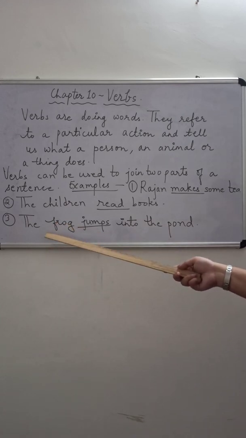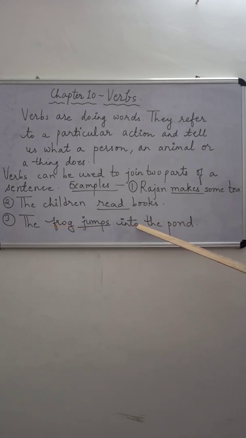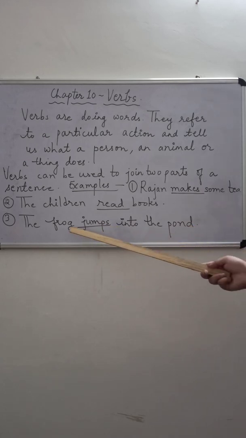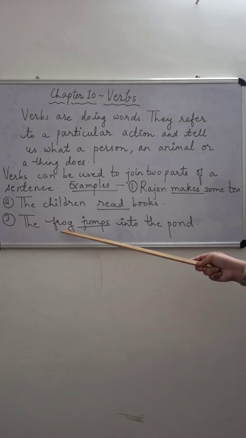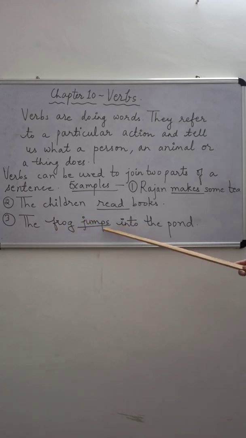Third sentence, the frog jumps into the pond. Now in this sentence you can see that the frog is doing an action. What action is the frog doing? The frog jumps into the pond. So jump is an action word. So jump will be a verb. And you can also see that the subject, the frog, and the predicate, jumps into the pond, the two parts of the sentence are joined with the help of the verb jumps.